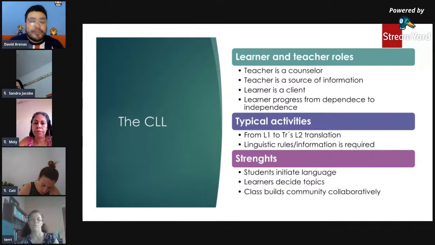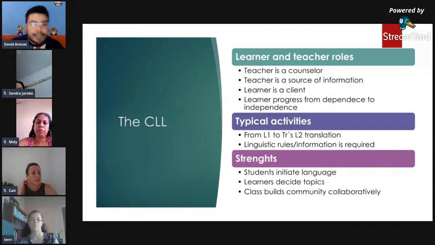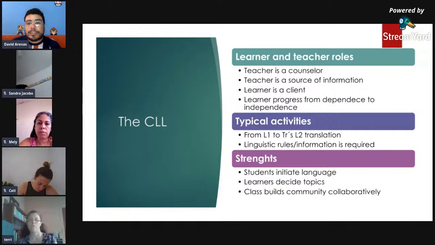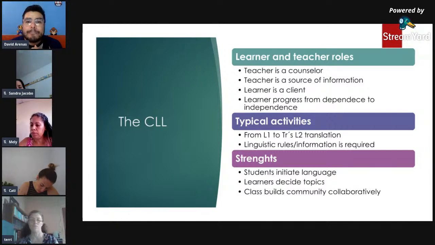There were different roles, as you mentioned at the beginning of this session. The learners and the teachers had to play different roles within this method. For example, the teacher was more like a counselor. The teacher was also acting as a source of information. So teachers had a very important challenge here because they were supposed to know about many different topics, as we do now, because they were supposed to help their students learn about anything students were interested in.